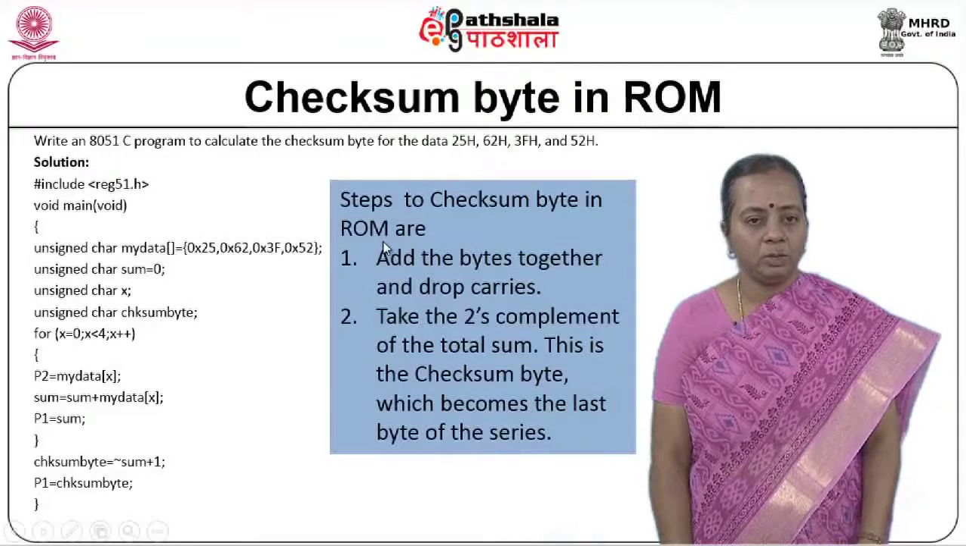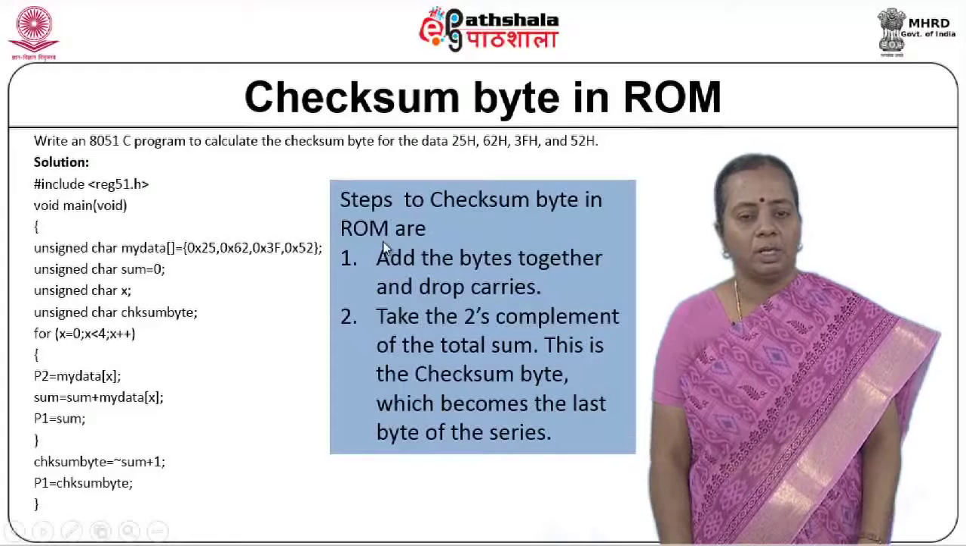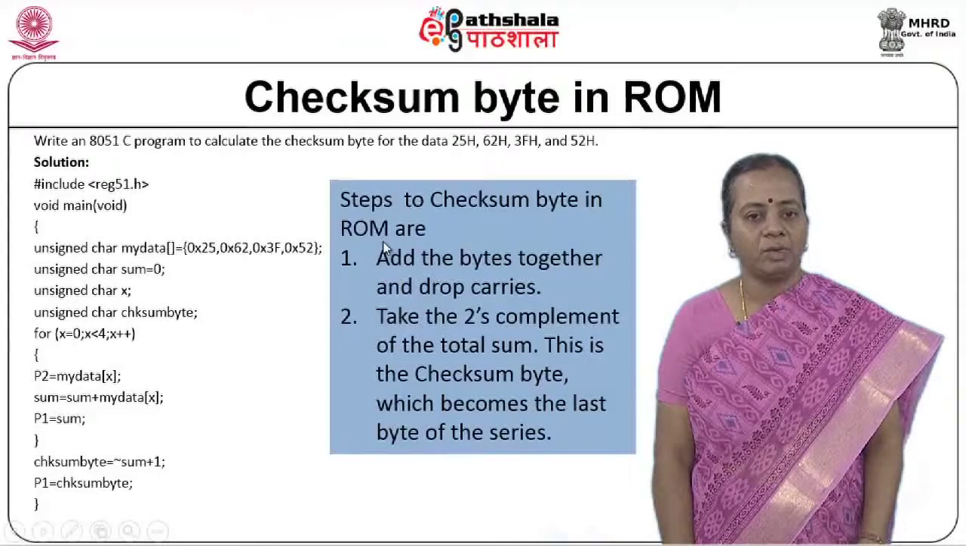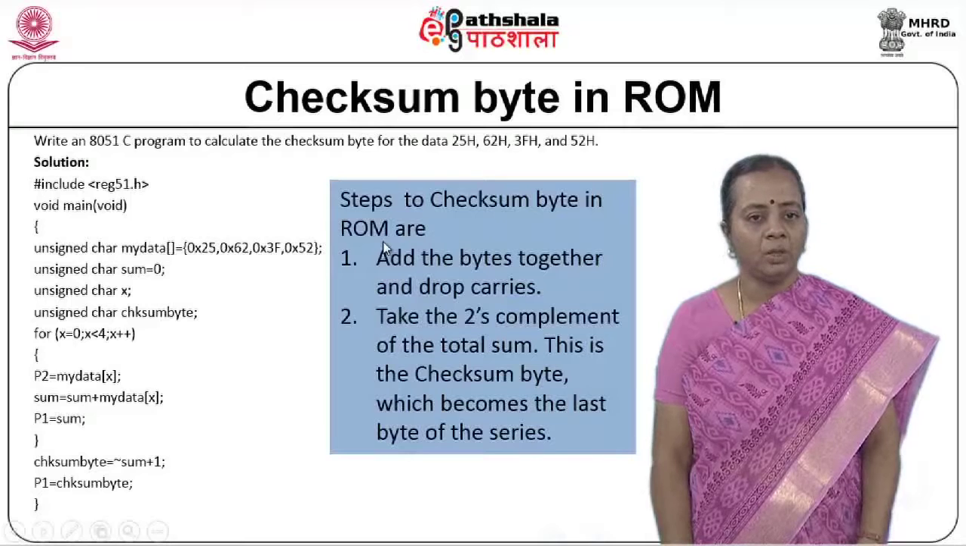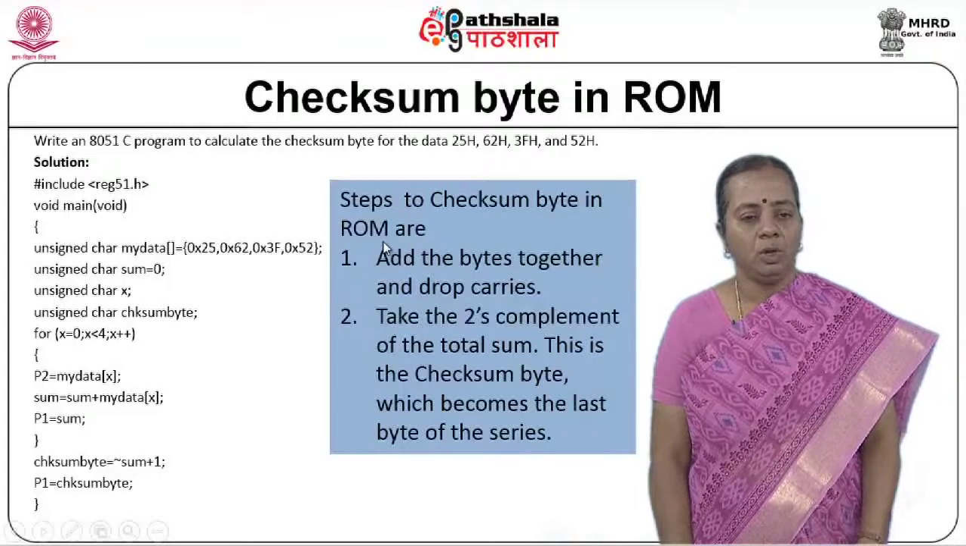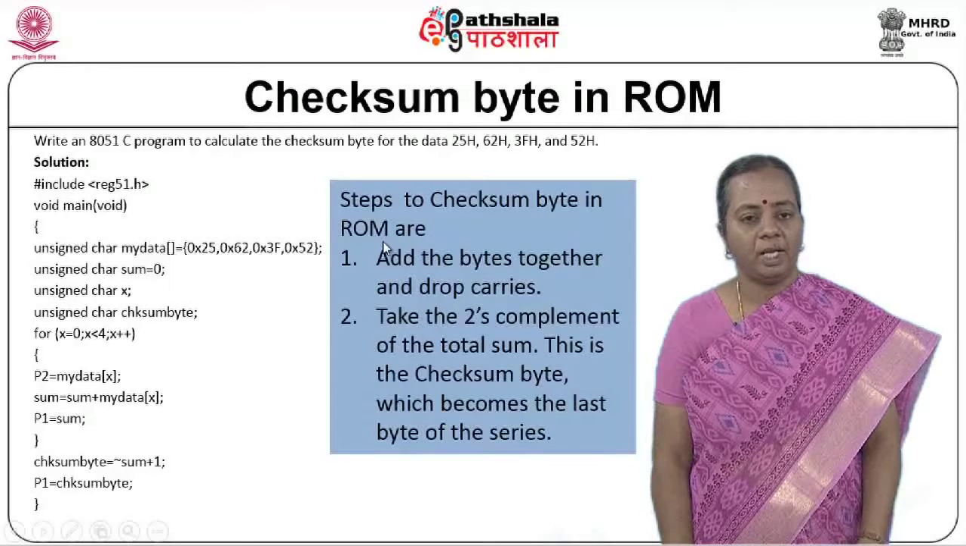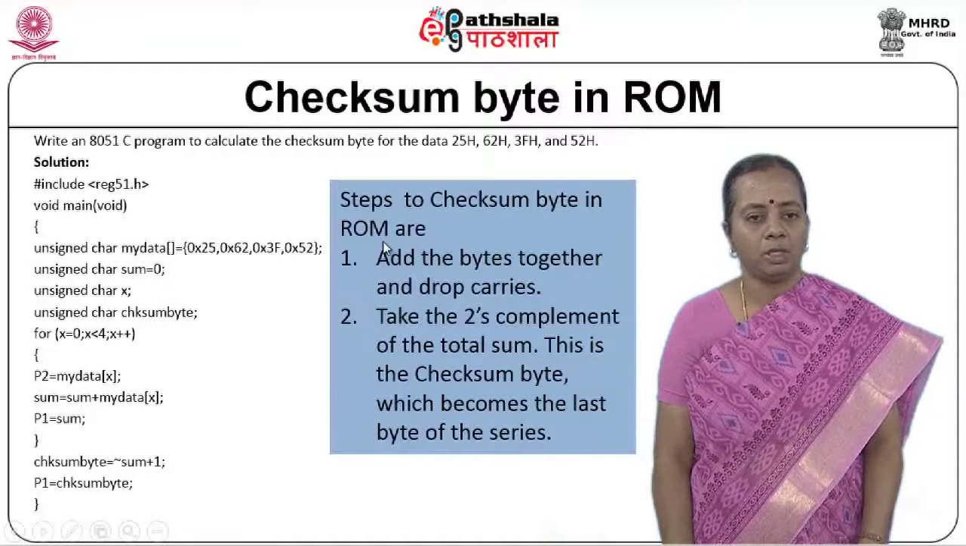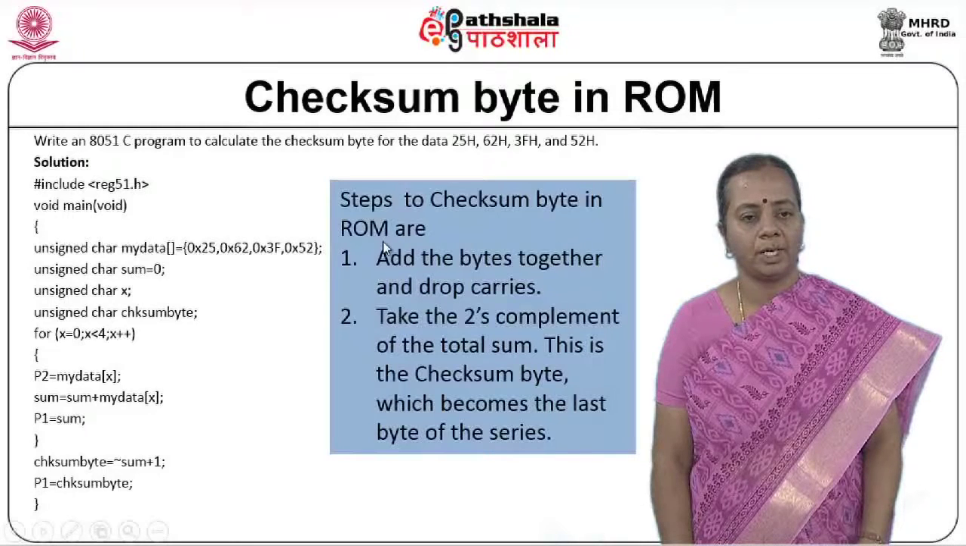So if I wanted to create a checksum byte, then I have to take whatever data I have been given in this particular code and add it. After adding it, this has to be converted into 2's complement. That will be the checksum byte. Now the program gives you that 25H, 62H, 3FH and 52H are the input data set. So I made my data an unsigned character array, where I have inserted 0x25, 0x62, 0x3F and 0x52, so that all the 4 input data are pushed into my character array.